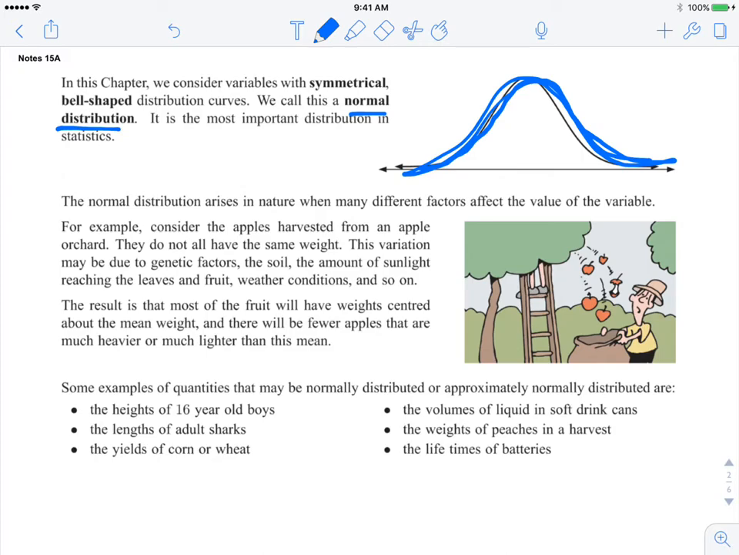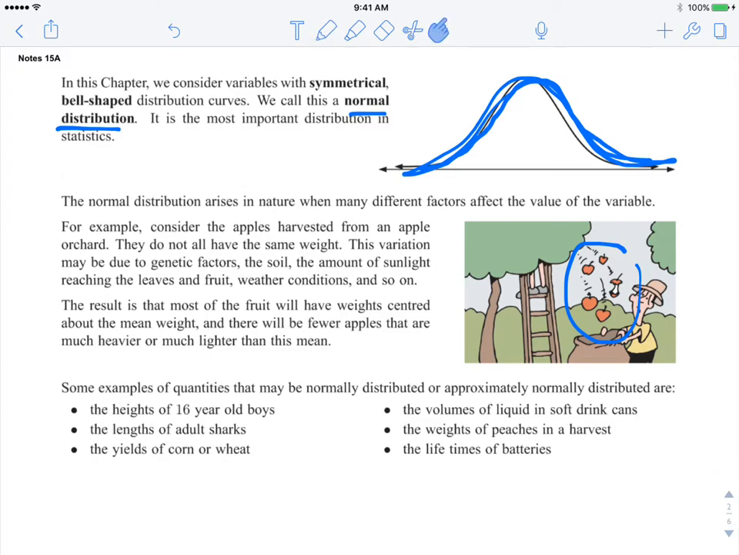Normal distribution arises in nature when many different factors affect the value of the variable. So for example, consider the apples harvested from an apple tree. Do they not have all the same weight? So these are all our apples. Some are smaller, some are larger. They might have some issues with genetic factors, soil, the amount of sunlight, etc.